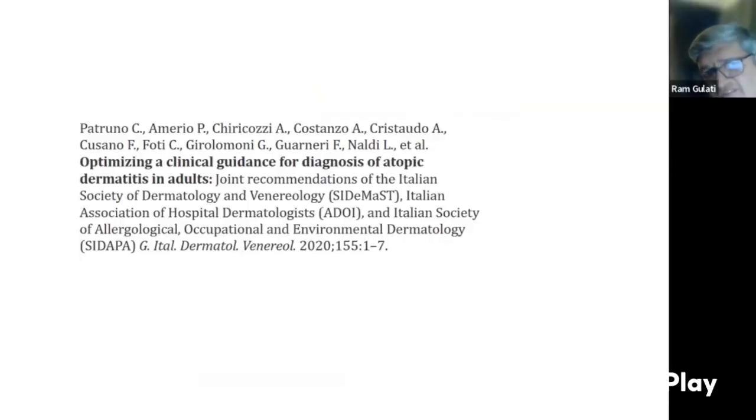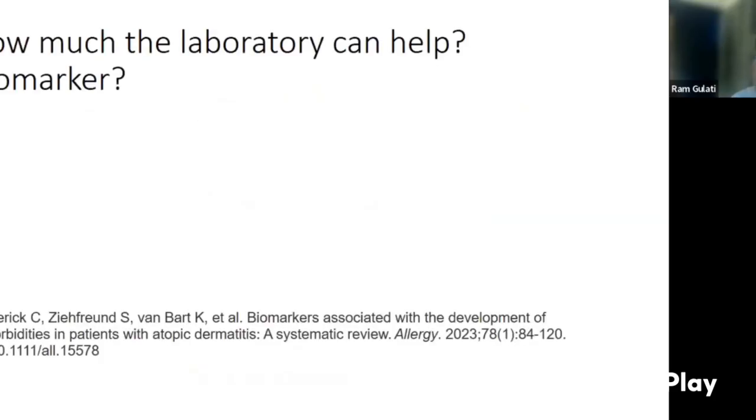For adult atopic dermatitis presenting above 60 years of age, we still do not have a clinical guidance or diagnostic criteria. One of the Italian groups, or multiple groups coming together in 2020, have tried optimizing a clinical guidance for diagnosis of atopic dermatitis in adults, and one can go through this article regarding the same.